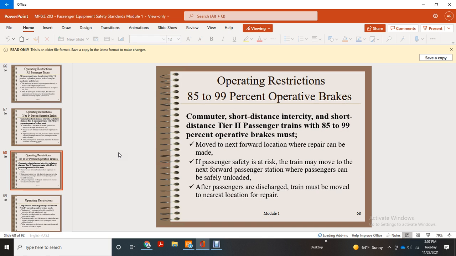Operating restriction at 85 to 99% operative brakes. Commuter, short-distance intercity, and Tier 2 passenger trains with 85 to 99% of the brakes operative must move to the next forward location where the repair can be made. If passenger safety is at risk, the train may be moved to the next forward passenger station where the passengers can be safely unloaded. After the passengers are discharged, the train must be moved to the nearest location for repair.